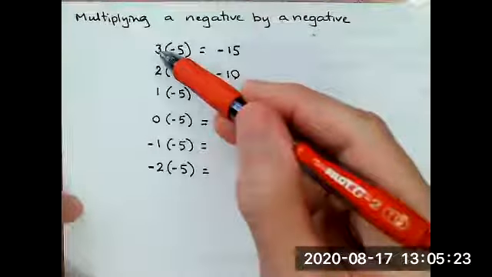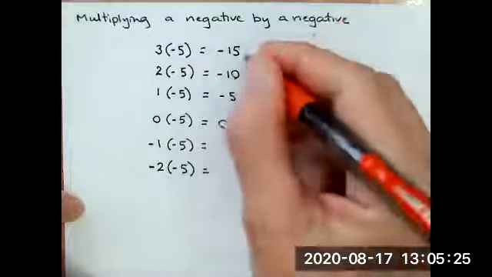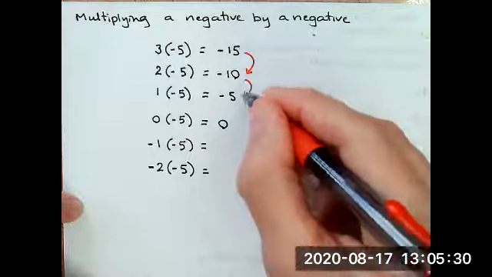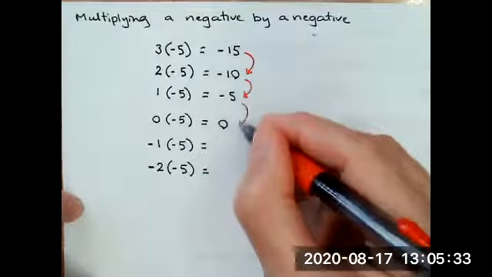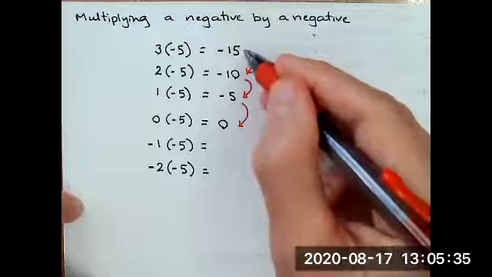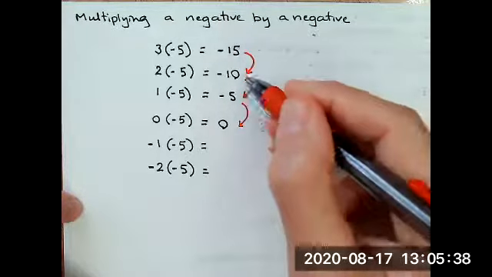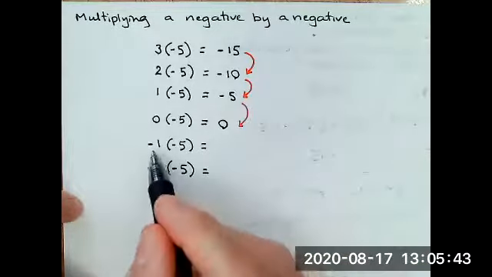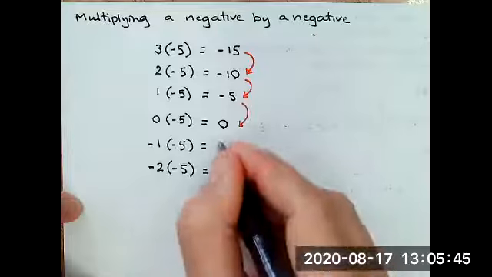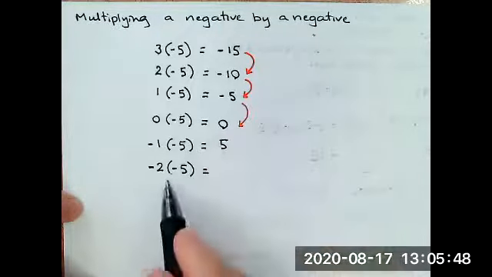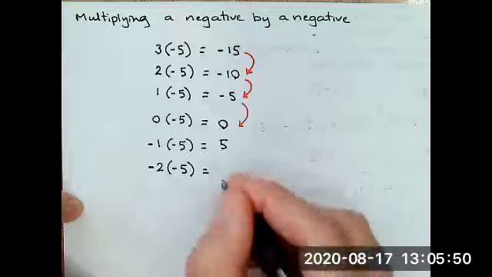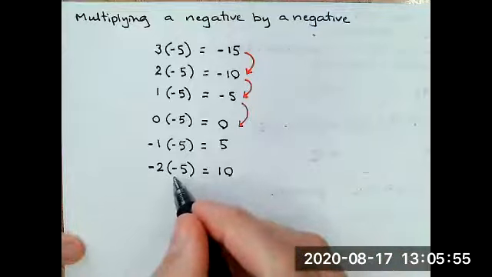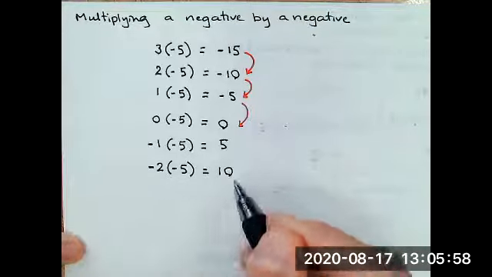Well, as we decrease the multiplier, our answer increases by how much? Well, if you increase by 5 each time, what would I get here? Negative 1 times negative 5 will be 5. Negative 2 times negative 5 is 10. So a negative times a negative is going to be positive.